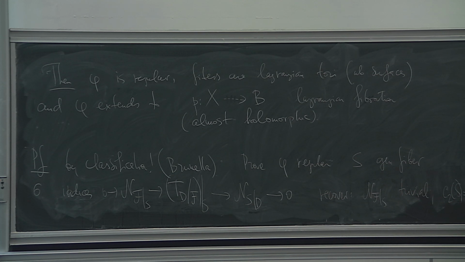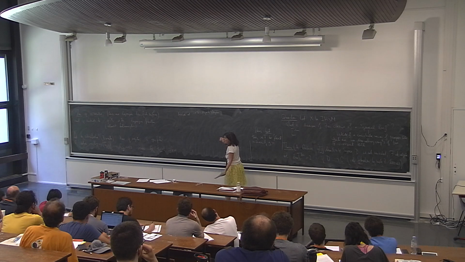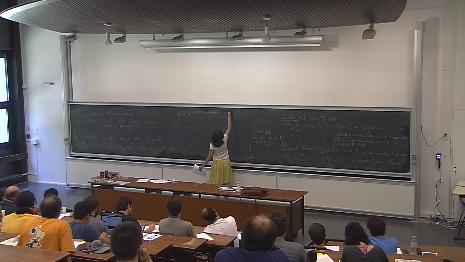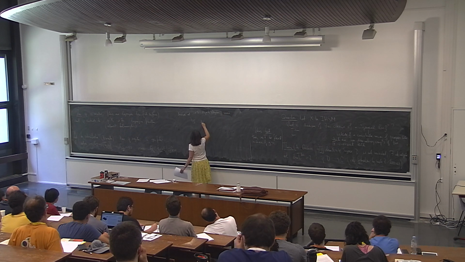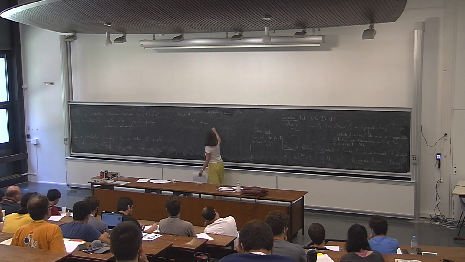So I arrive at, well, either S is properly elliptic, and then, well, work, or S is a torus, and then we win.